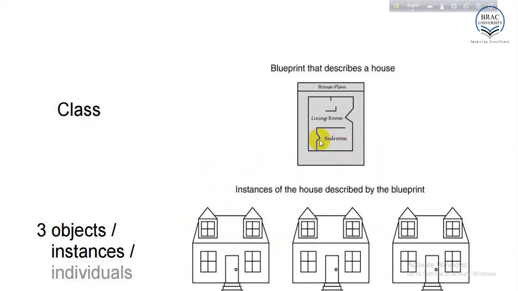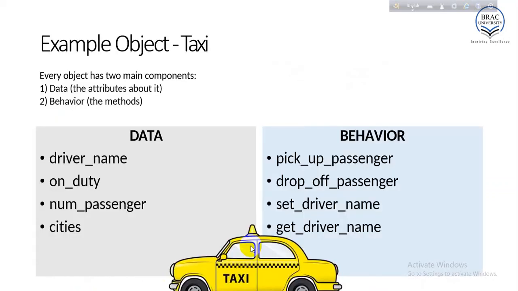So all of them have the same blueprint as the class, but there are three different instances. Now we will write our new class, which is called a taxi, and there will be some data or attributes and some behavior or methods. The data we need here is the driver's name, whether the taxi is on duty, the number of passengers, and the cities where the taxi goes.